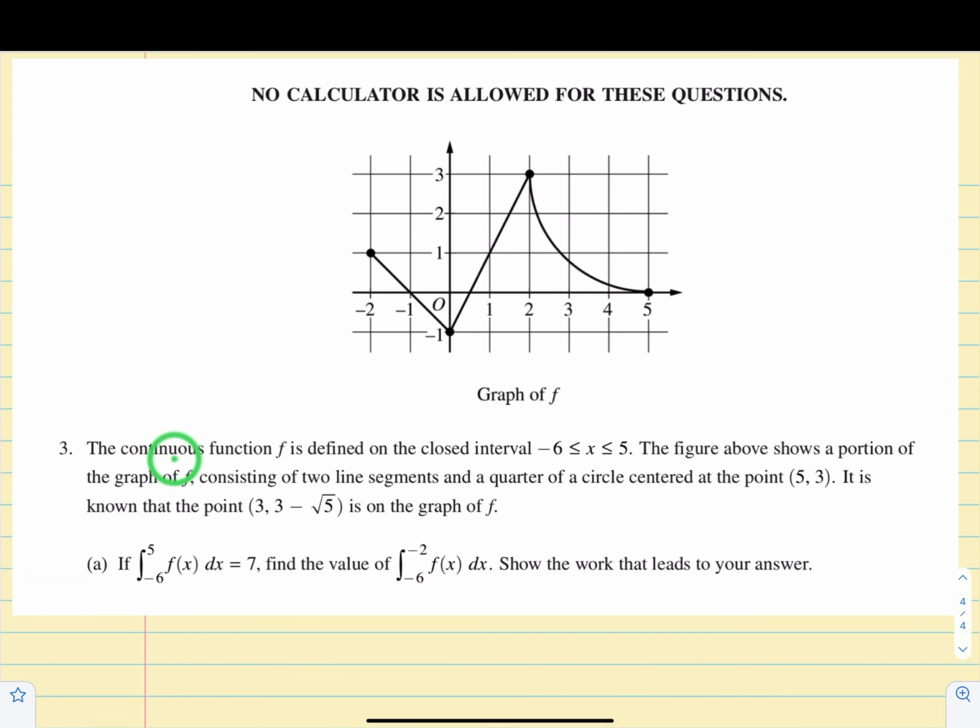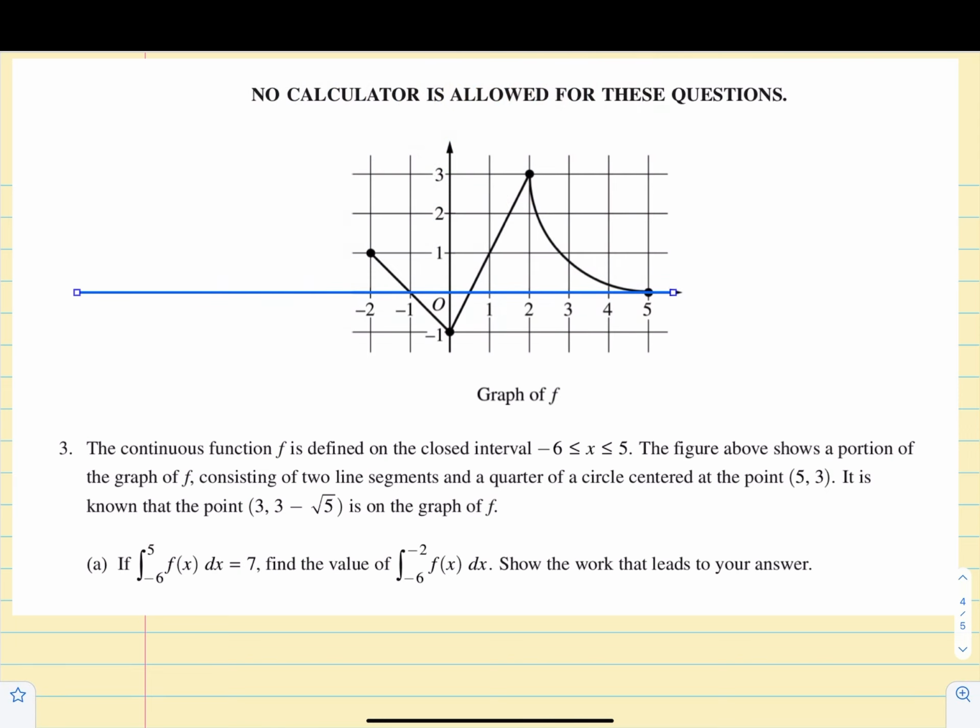Let's see the AP Calculus BC, question 3. The continuous function f is defined on the closed interval -6 ≤ x ≤ 5. So I think this line should be like this. Yeah, make it a little bit down, make it a little bit down to here.